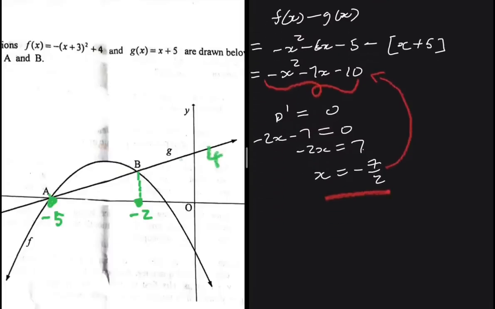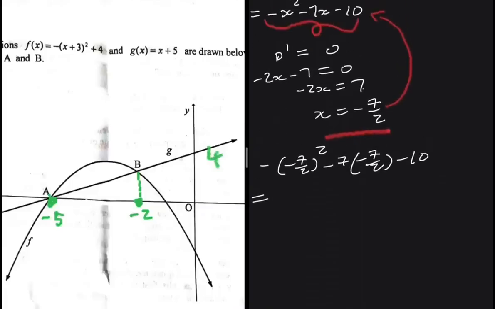So if we sub x into that equation, we're going to have minus 7 divided by 2 squared minus 7 divided by 2 minus 10, right? So that is our maximum distance. So let me just put that in my calculator and see what I'm getting. So minus 10, and I'm getting 2.25. I'm getting 2.25 units, right? So the value of k is 2.25 based on what I'm proposing here.